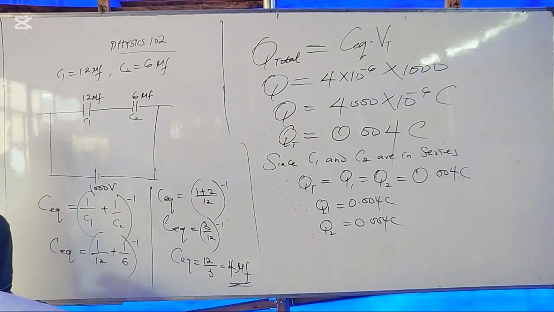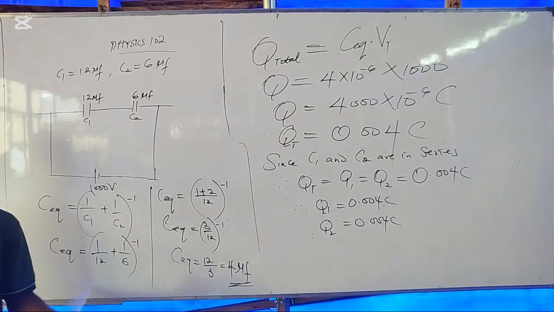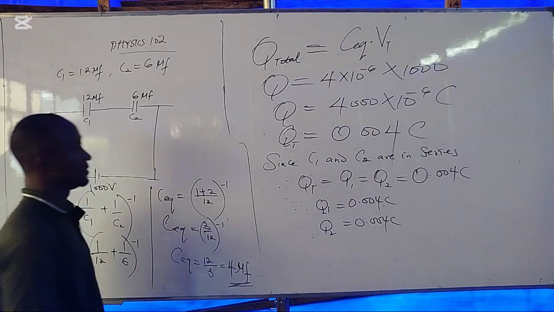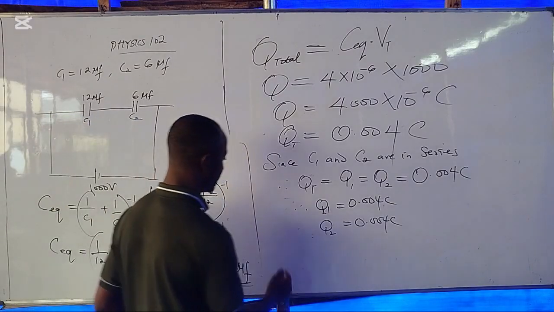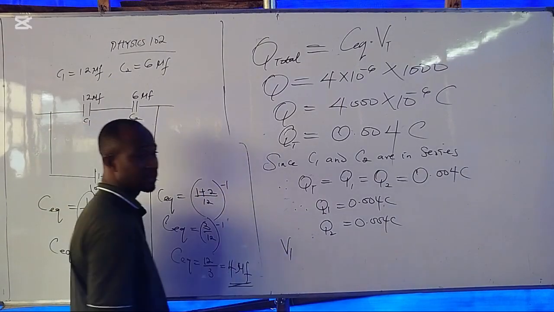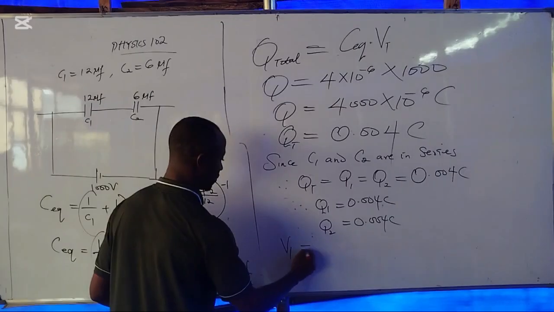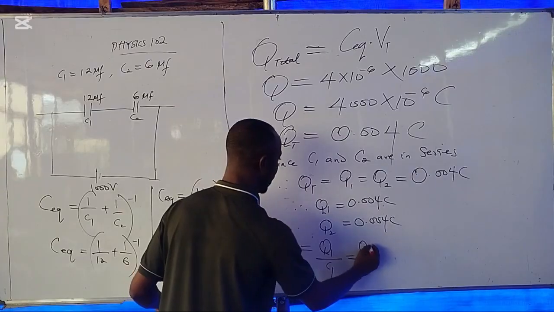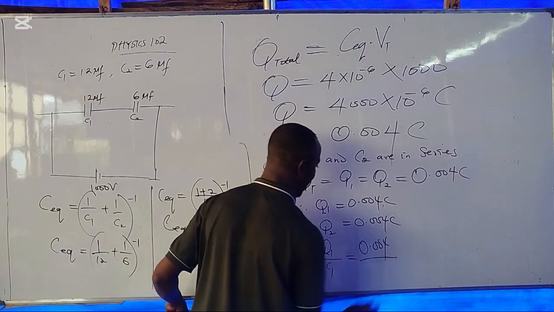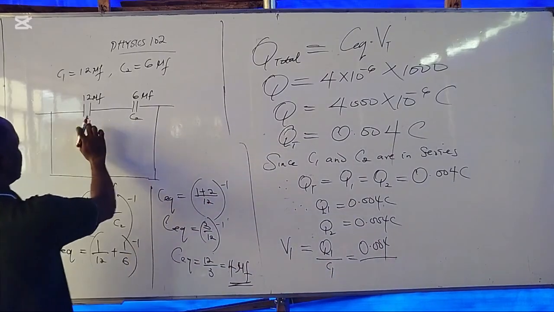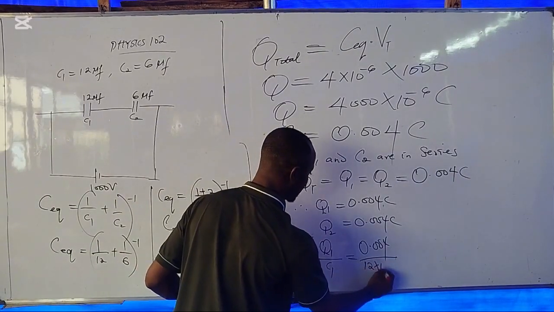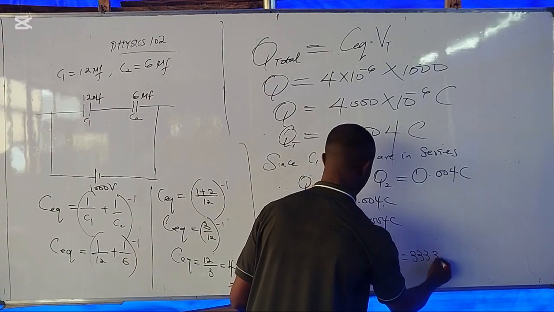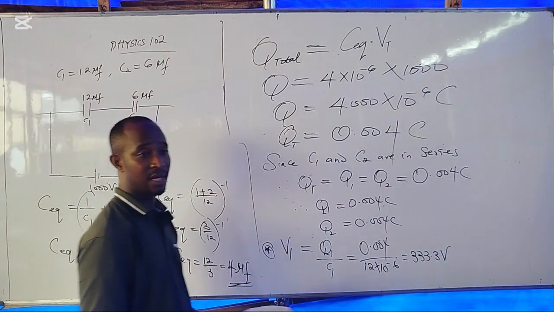Okay. Now, if we can get this, we can find the potential drop across each capacitor. Because they are in series, they will have different potential drops, right? So how do you find the potential drop? The PD across C1 is V1, which is equal to Q1 over C1. Q1 is 0.004, divided by C1, which is 12 times 10 raised to power minus 6. Please divide this. What do you have? 3 volts. Huh? Are you sure of this value?